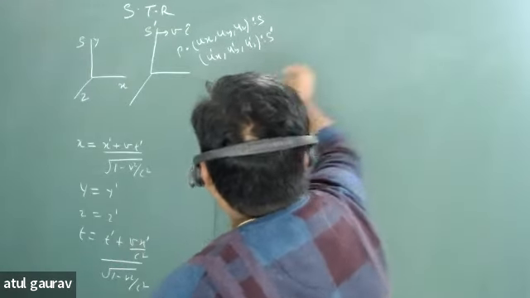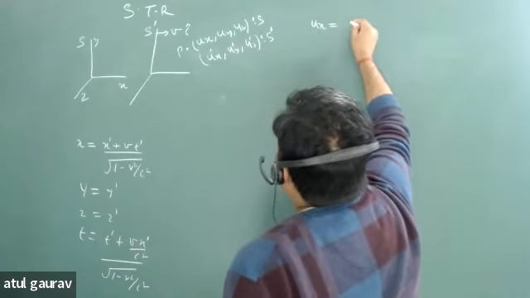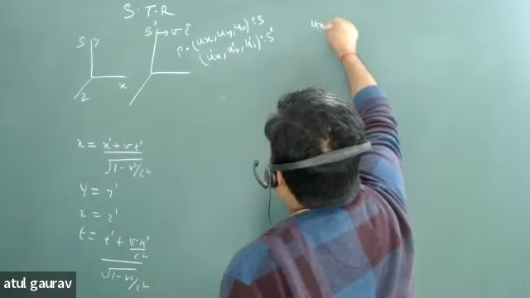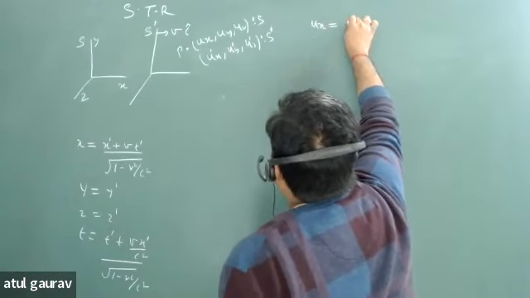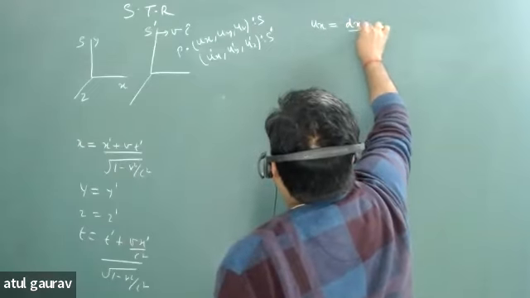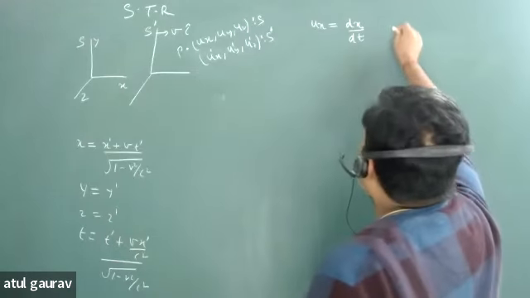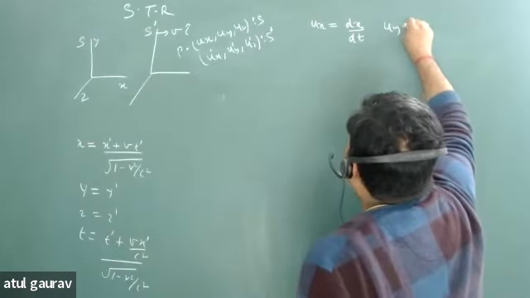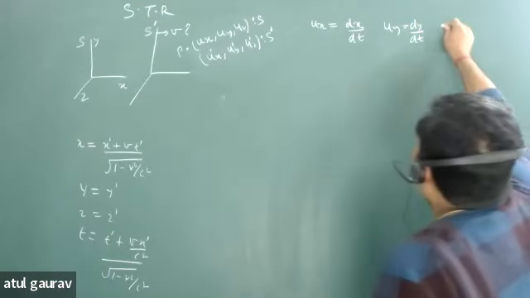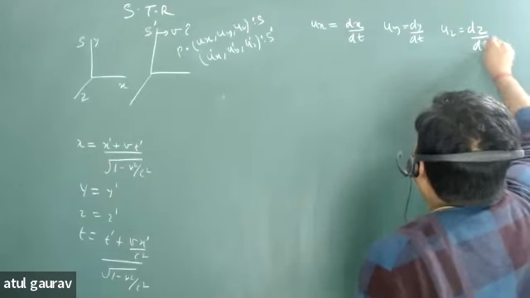So what will ux be right now? Can anybody tell me what ux will be? ux is equal to dx upon dt, isn't it? What will be uy? That will be dy upon dt. What will be uz? uz is equal to dz upon dt.